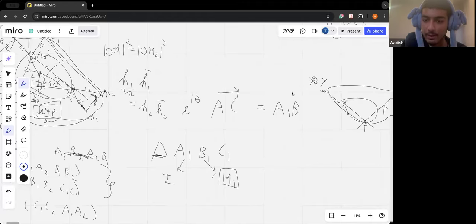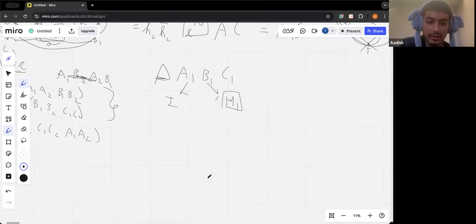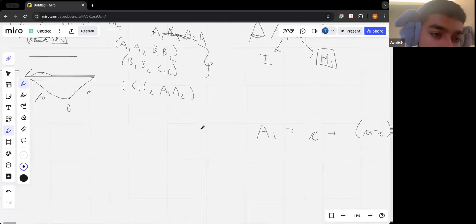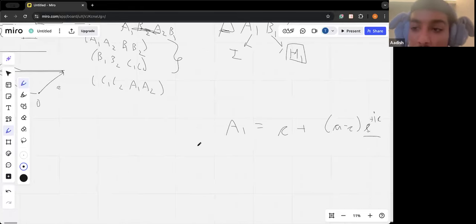My question is, how do you get this e to the i theta? Sure, AC is fine. AC will just be A minus C. So let me write A1 equals C plus (A minus C) times e to the minus iC, or sorry, plus iC. It depends on which direction you're taking the angles in. How do you get this? Take the foot of A on CI and reflect A about it. Add B minus C to this.